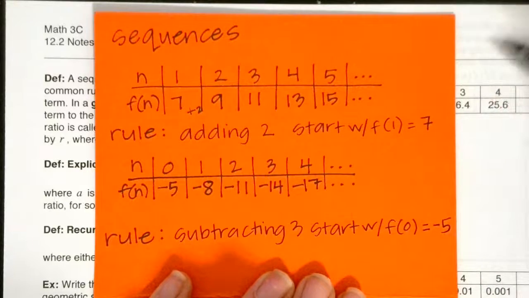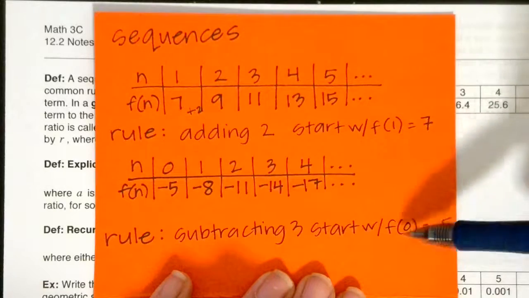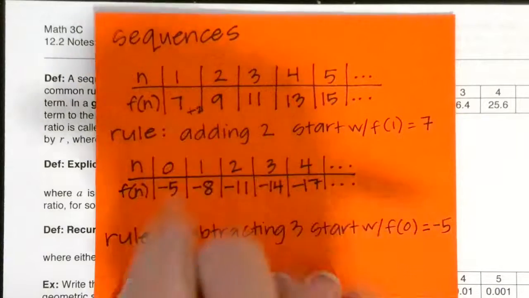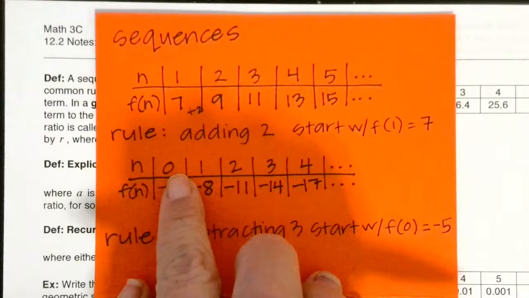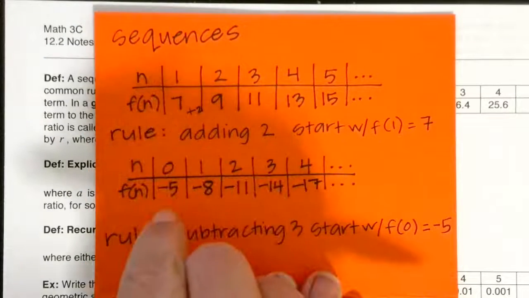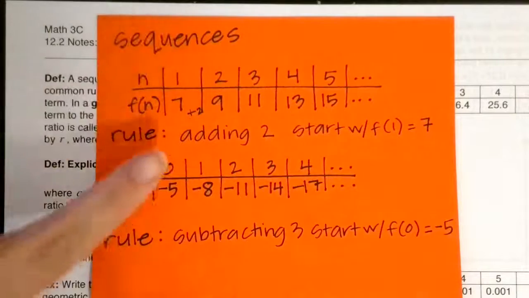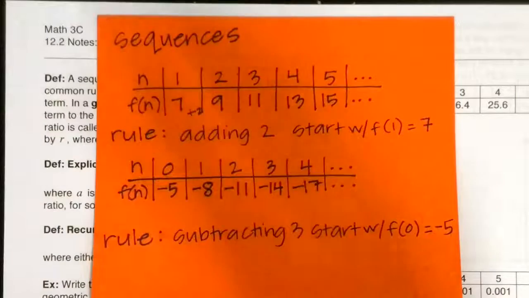So this is a good point right here to look at these differences. This sequence's initial term was 1. This sequence's initial term was 0. So sometimes they're 1, sometimes they're 0. They really can be any number, but for our context, they're usually either the first term or the 0 term, but we call that the initial term because it's the first term that we have.